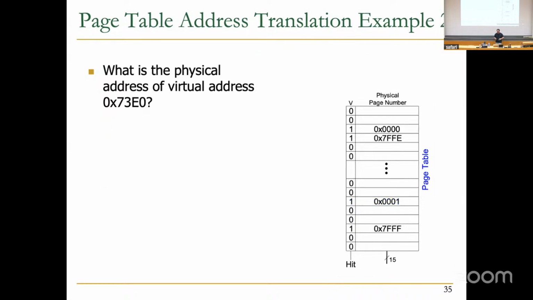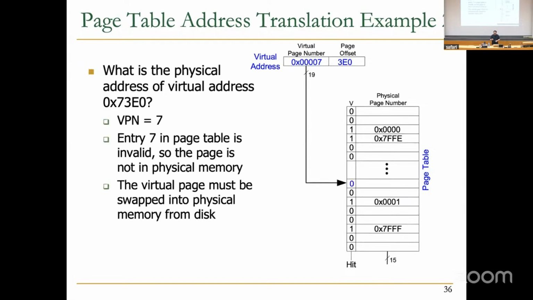Next example, a more complicated one. We again form the virtual page number, which is 7, and the page offset, which is 3E0. In this example, we need to access the 8th entry in the page table. So we access the 8th entry, and what do we find? We find a 0. Does anyone know what a 0 means in this scenario, based on what we discussed?